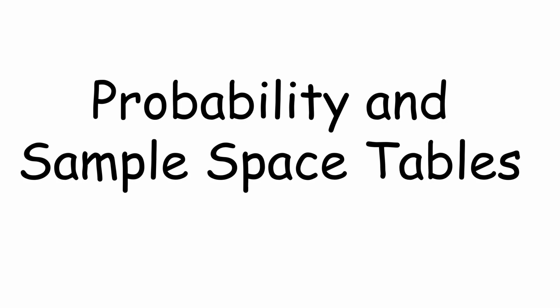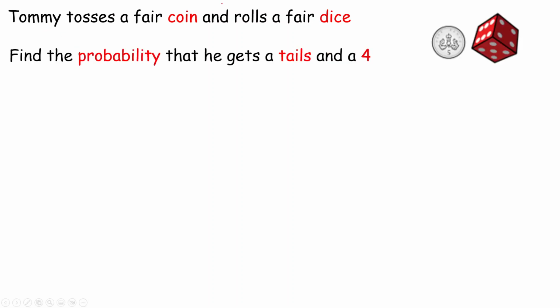Okay, we're now on to probability and sample space tables, and let's get into it. So we looked at this example previously, which said Tommy tosses a fair coin and he rolls a dice. The question is saying, find the probability that he gets a tails and a four. So you're looking for this specific outcome: he gets a tails and a four.